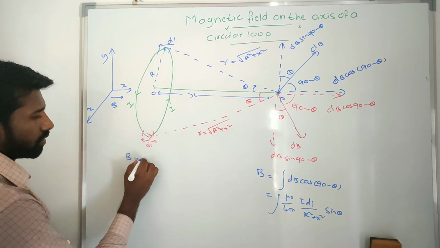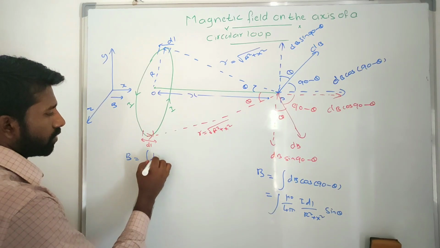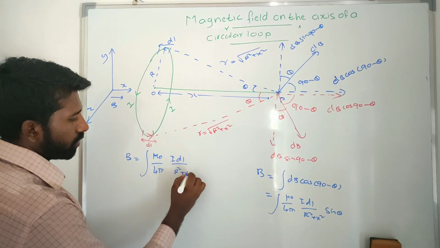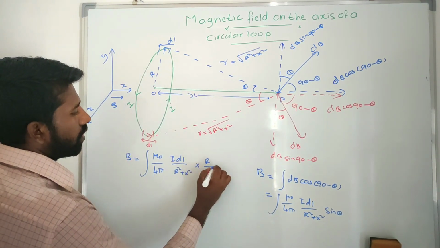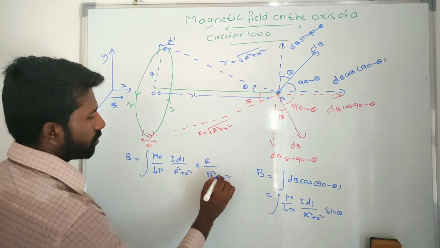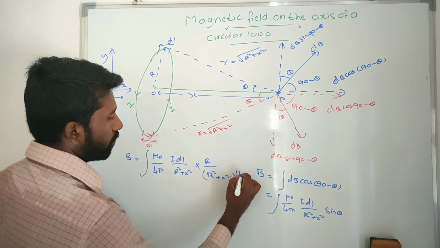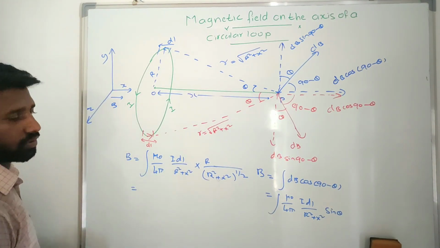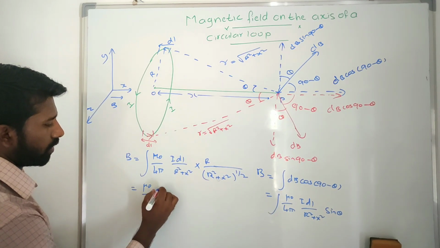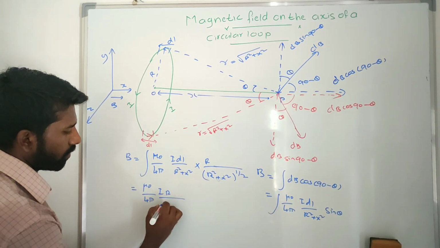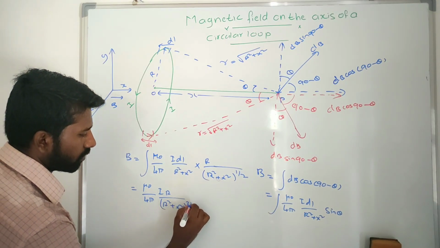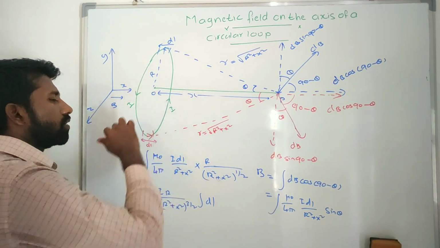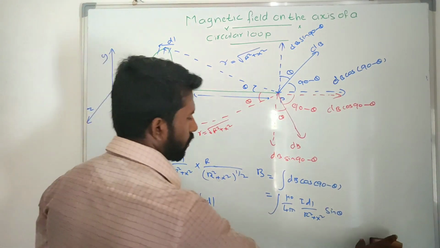So I am going to apply B is equal to mu 0 divided by 4 pi, I dl divided by r square plus x square, into sin theta. What about the sin theta? R divided by (r square plus x square) all power 1 by 2. Okay, all power 1 by 2. Clear? Then here the constants you can take outside: mu 0 divided by 4 pi, I is a constant, R is a constant, divided by (r square plus x square) all power 3 by 2, into the integration of dl. What about the integration of dl? You take the total, add all the dl, so you will get the circumference of the circle.